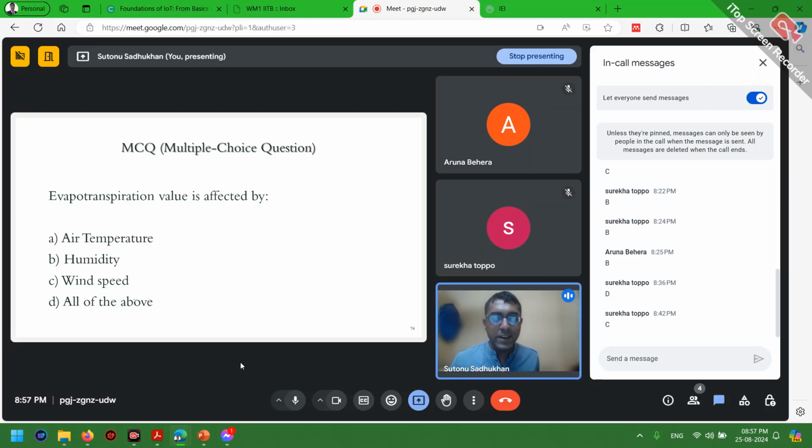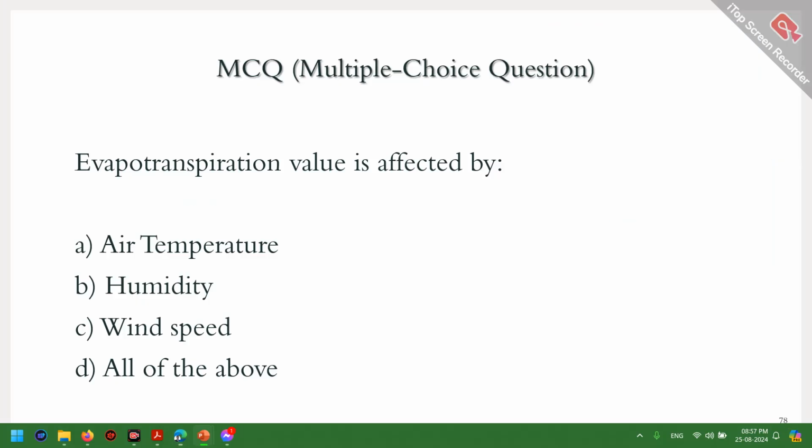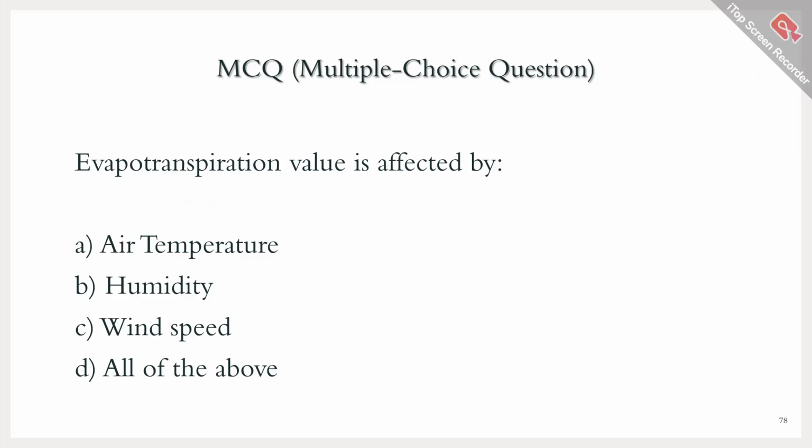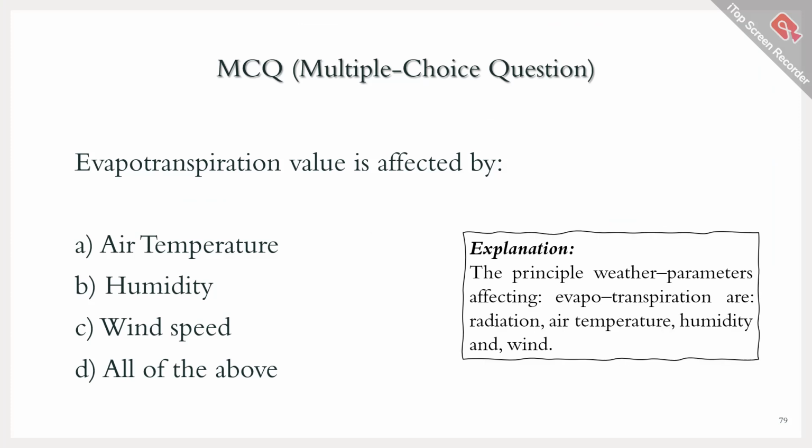Wind speed also contributes to the evapotranspiration. Wind speed is kind of sweeping away the moisture from above the water bodies. So more wind speed means more evapotranspiration, less wind speed means less evapotranspiration. So all of the above is the correct answer. The explanation is something like this: the principal weather patterns affecting evapotranspiration are radiation, air temperature, humidity, and wind. And all of the above is the correct answer.